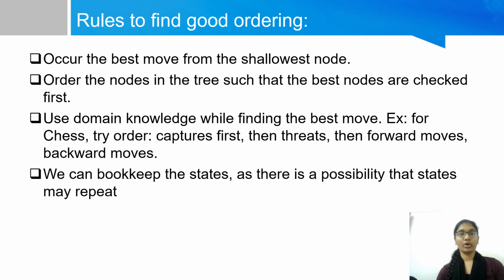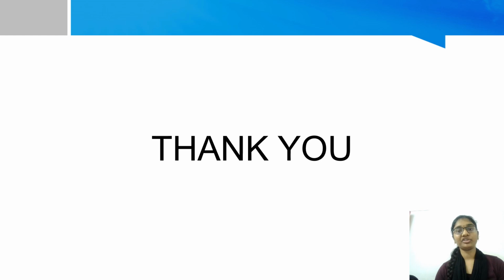Rules to find good ordering. Occur the best move from the shallowest node. Order the nodes in the tree such that the best nodes are checked first. Use domain knowledge while finding the best move. Example, for chess, try order: captures first, then threats, then forward moves, backward moves. We can bookkeep the states, as there is a possibility that states may repeat. These are the rules to find good ordering. Thank you.